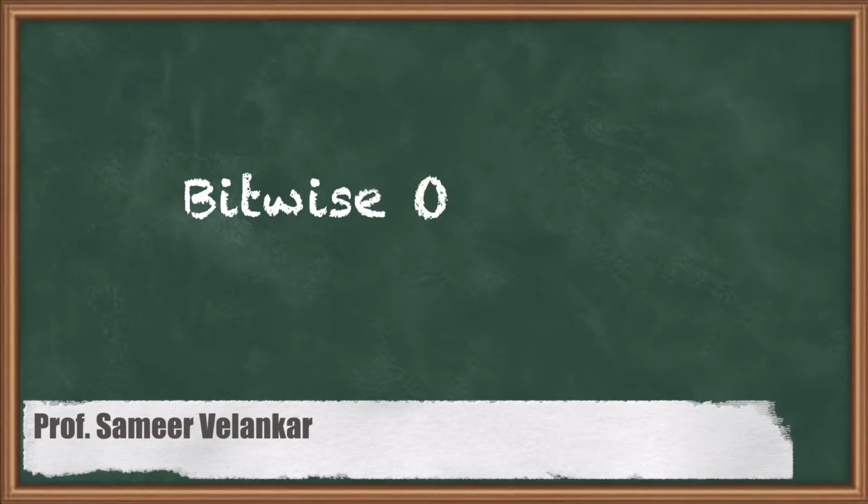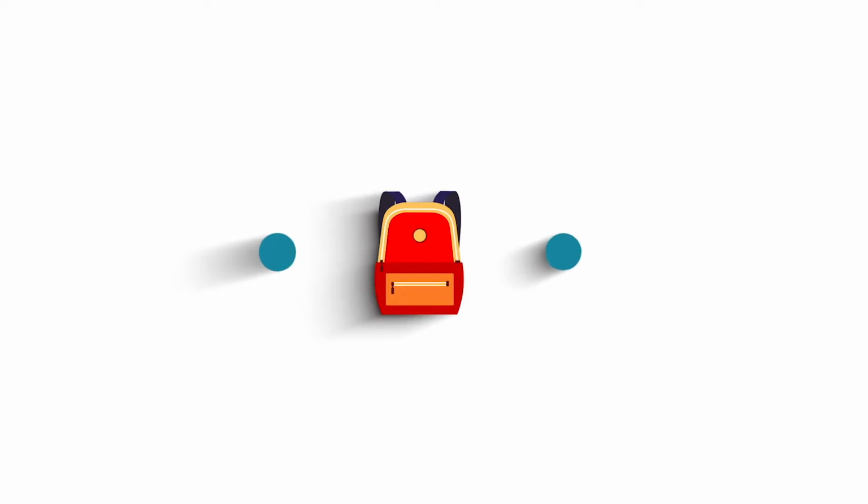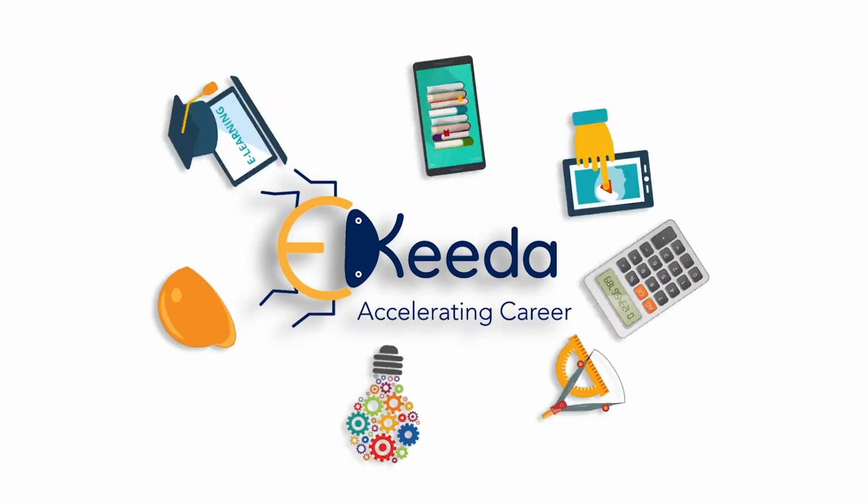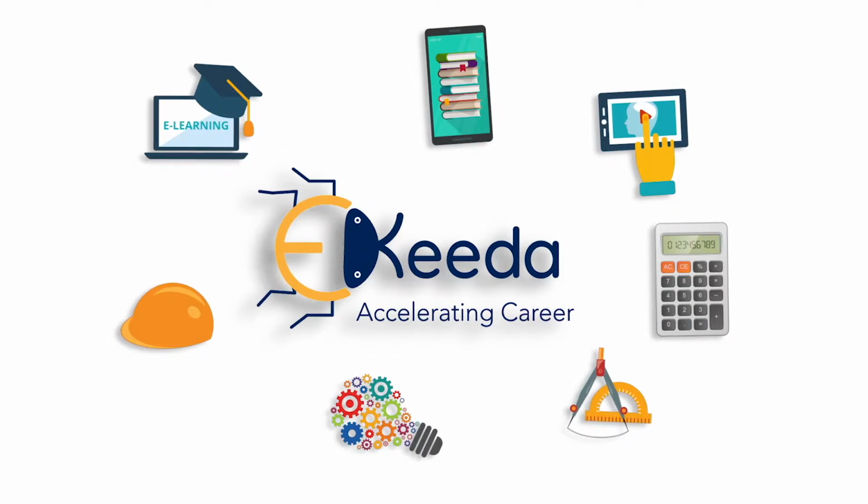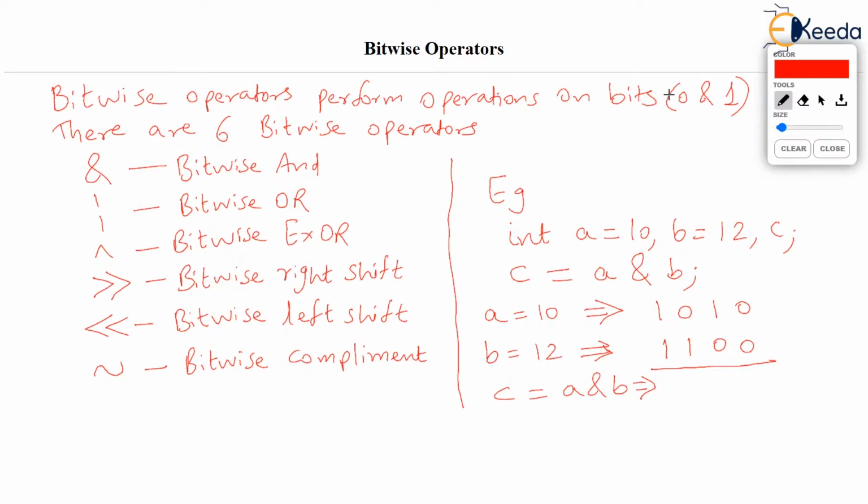Hello dear students. In this video, we will be learning about bitwise operators in C. Bitwise operators, as the name suggests, perform on individual bits of the numbers. So the operations are performed on the bits 0 and 1.